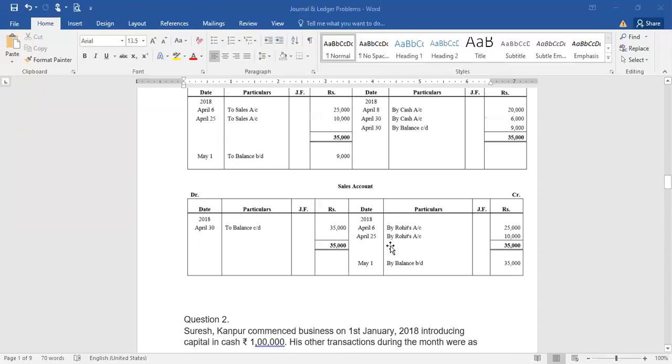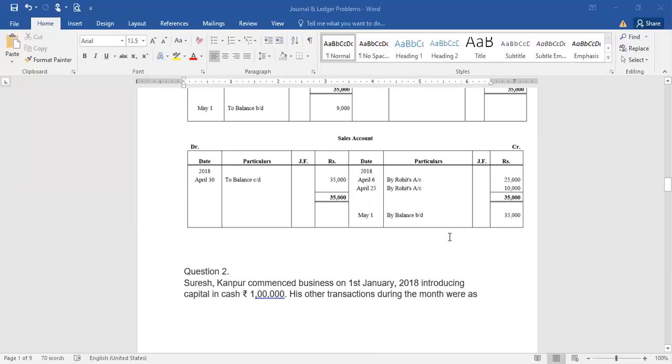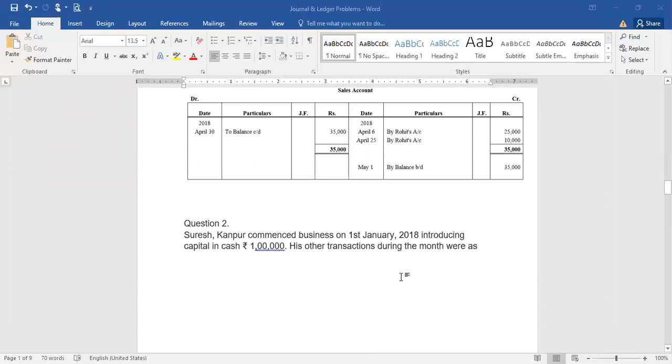Like this, we have to see in the sales account by Rohit's account, and the by Rohit's account 35,000. So debit side is lesser by 35,000. So it is to balance carried down, and it will be brought forward in the next month by balance brought down rupees 35,000. So this is the way we prepare the journal entry and the ledger entries. So let me move on to the next problem.